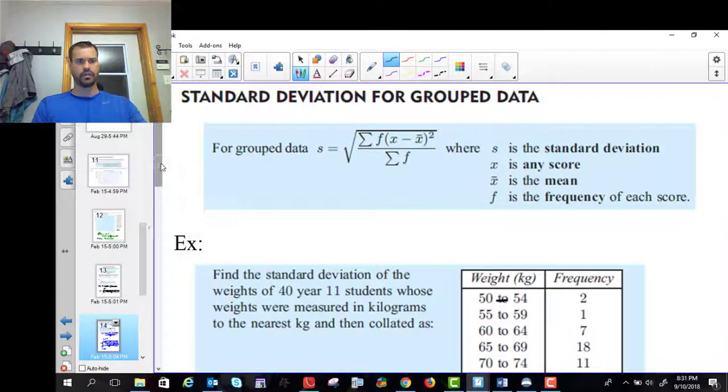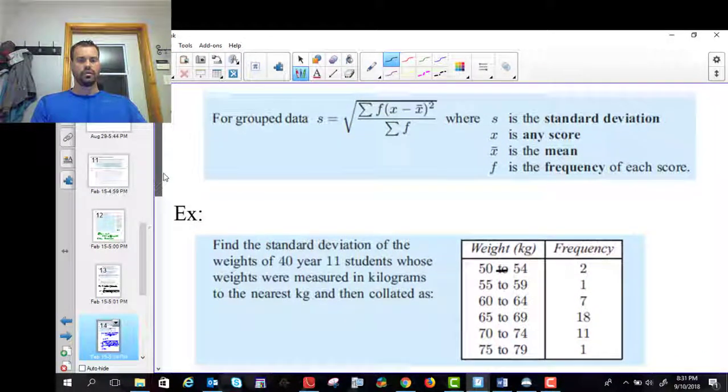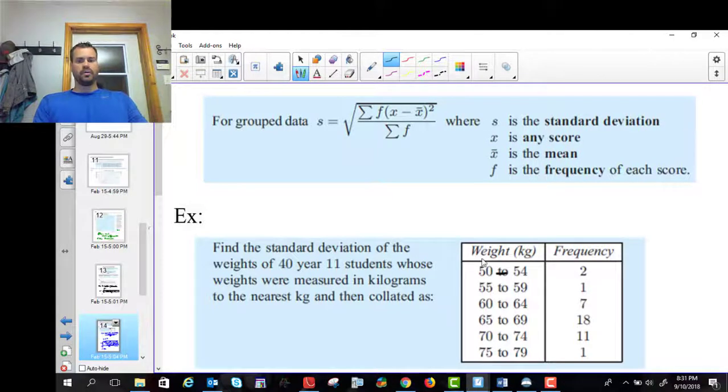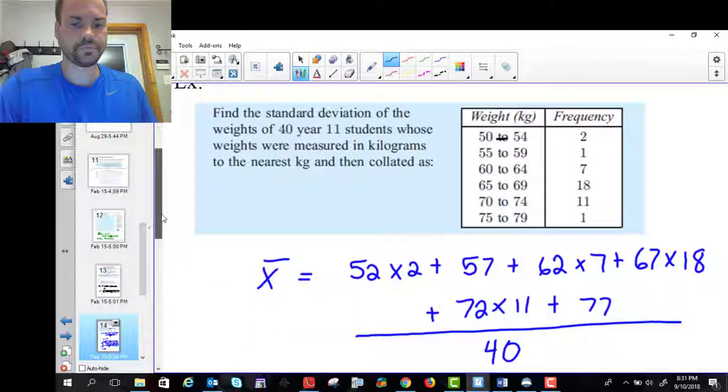So I'm just going to show you how to do that with this example. So this is an estimate because we don't know exactly what two numbers are in this. It could be two 50s, it could be two 51s, it could be a 54 and a 51. We don't know. So it's an estimate, all right? And we're going to go down here.